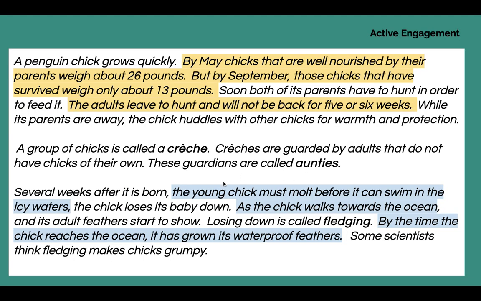Now, if we were smashing these two sections together, you can see where I would add that information together. Several weeks after it is born, the young chick must molt before it can swim to the icy waters. The chick loses its baby down. As the chick walks towards the ocean and its adult feathers start to show, losing down is called fledging. By the time the chick reaches the ocean, it has grown its waterproof feathers. Some scientists think fledging makes chicks grumpy.